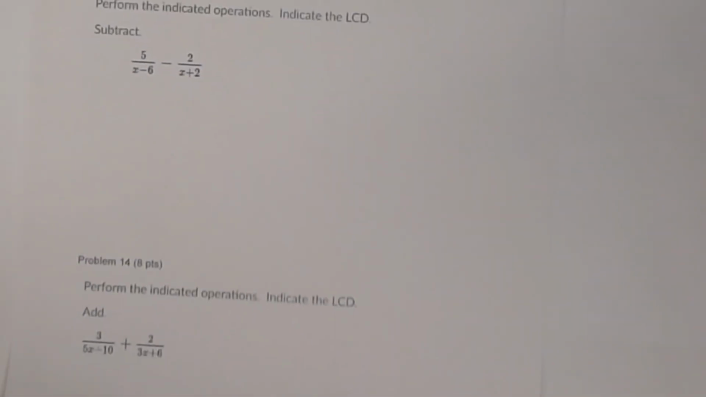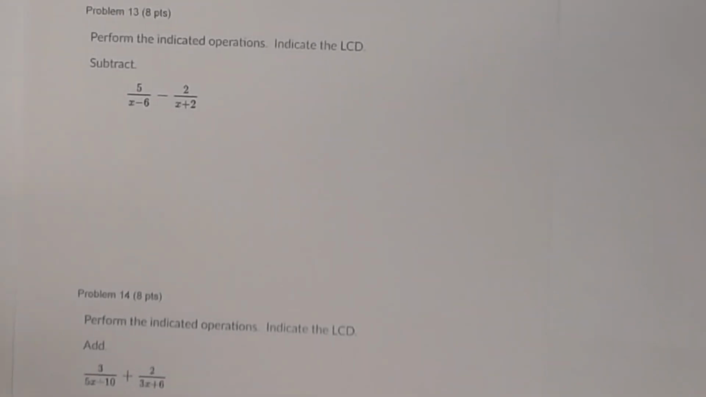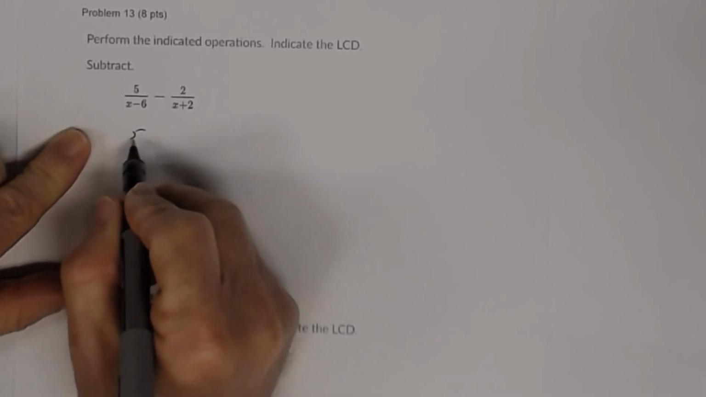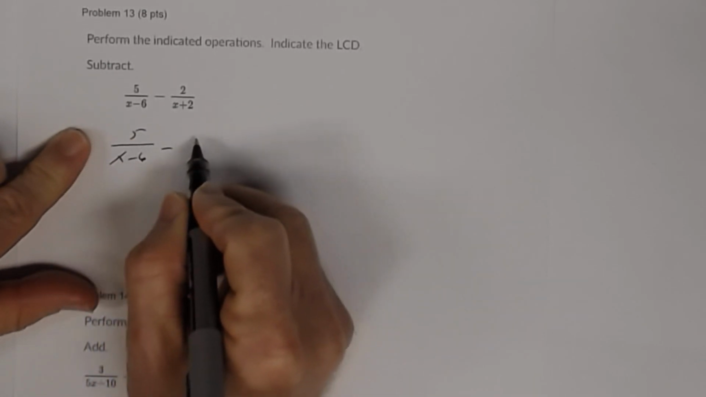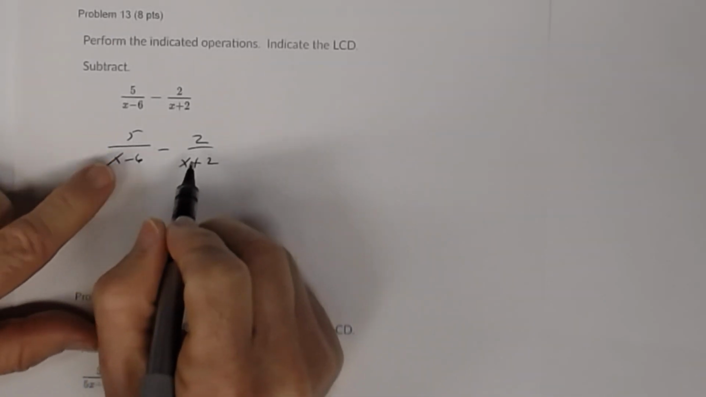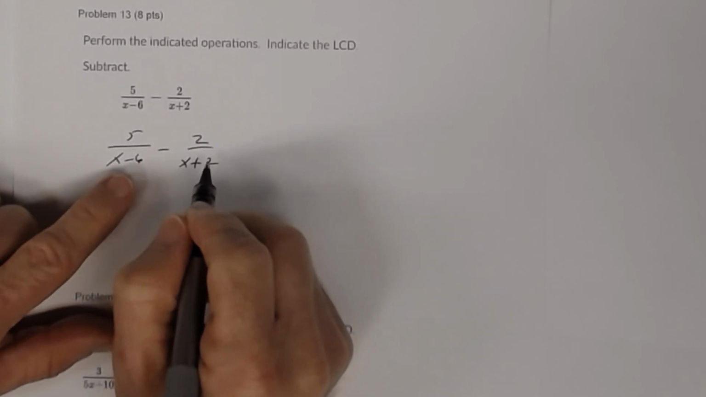Okay, number 13. In number 13, this is where you are going to begin adding and subtracting. So remember, when adding and subtracting, let me go ahead and write this a little bit better. So you get 5 divided by x minus 6 minus 2 divided by x plus 2. In adding and subtracting, you can only add and subtract rational expressions that have the same denominator.